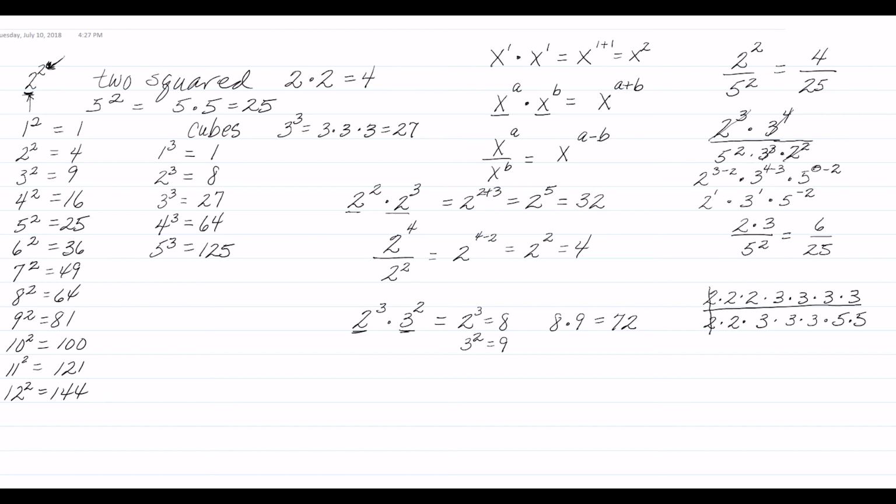So let's cancel out common factors. So what are we left with? Well, we're left with 2 times 3 over 5 times 5. So once again, that's going to give us 6 over 25. So we get the same answer, but working with the exponents involved using a little bit less effort.